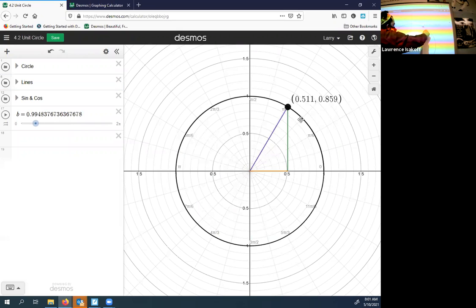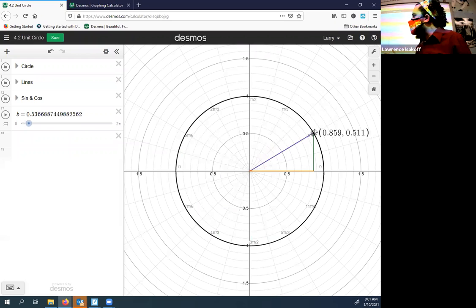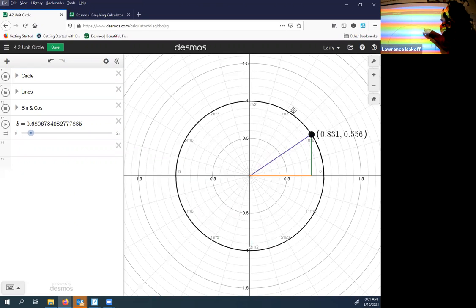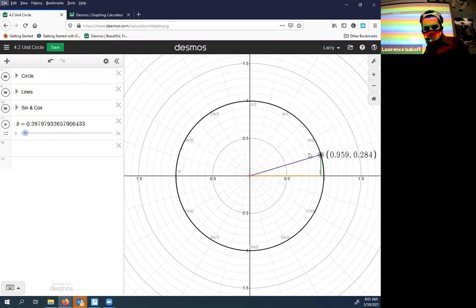Trying to get it, it's not falling on an exact value, but we can try and stop it on more precise values and find the sine and cosine values and see how they correspond. So when I talk about the unit circle, I'm talking about the full set of points that are created right here.